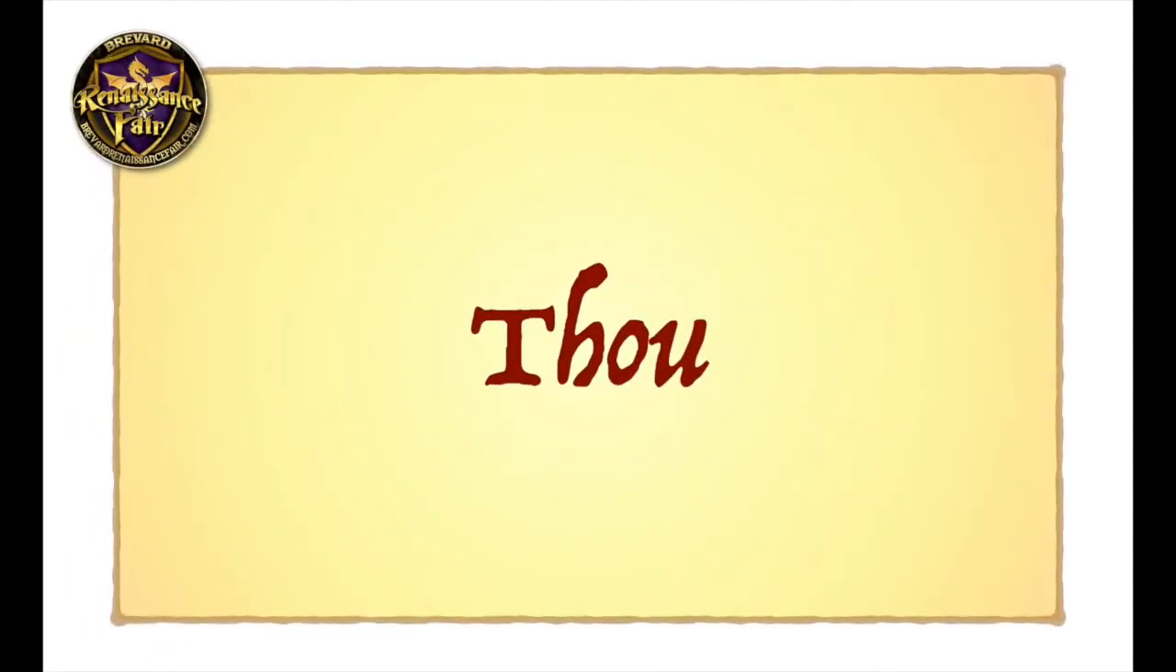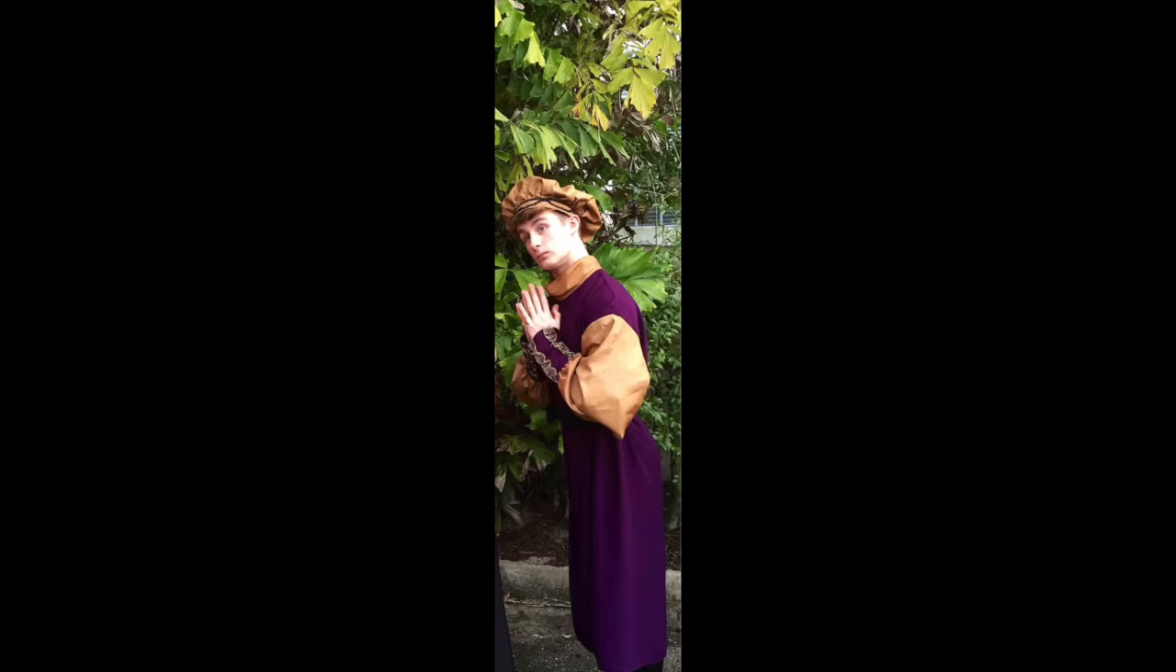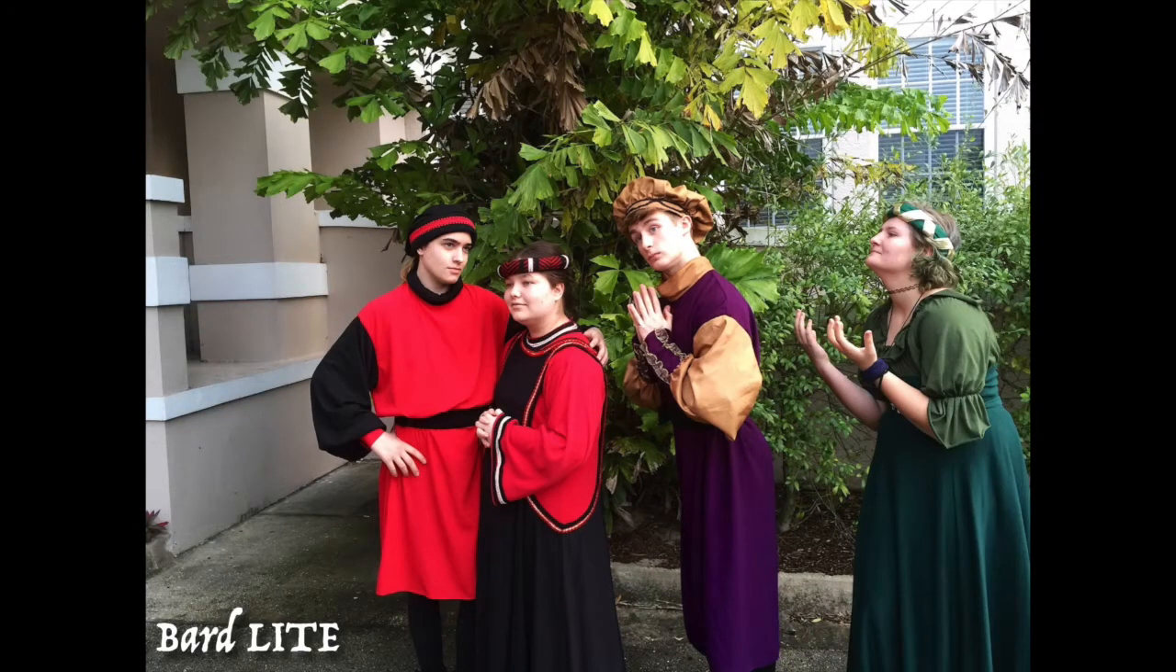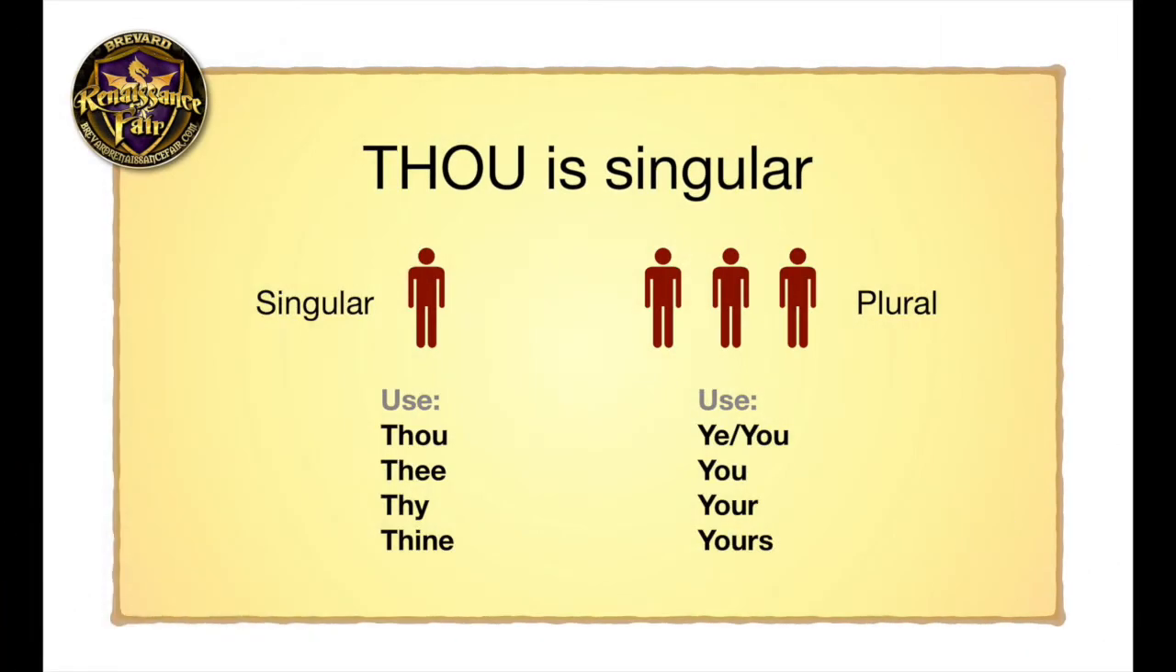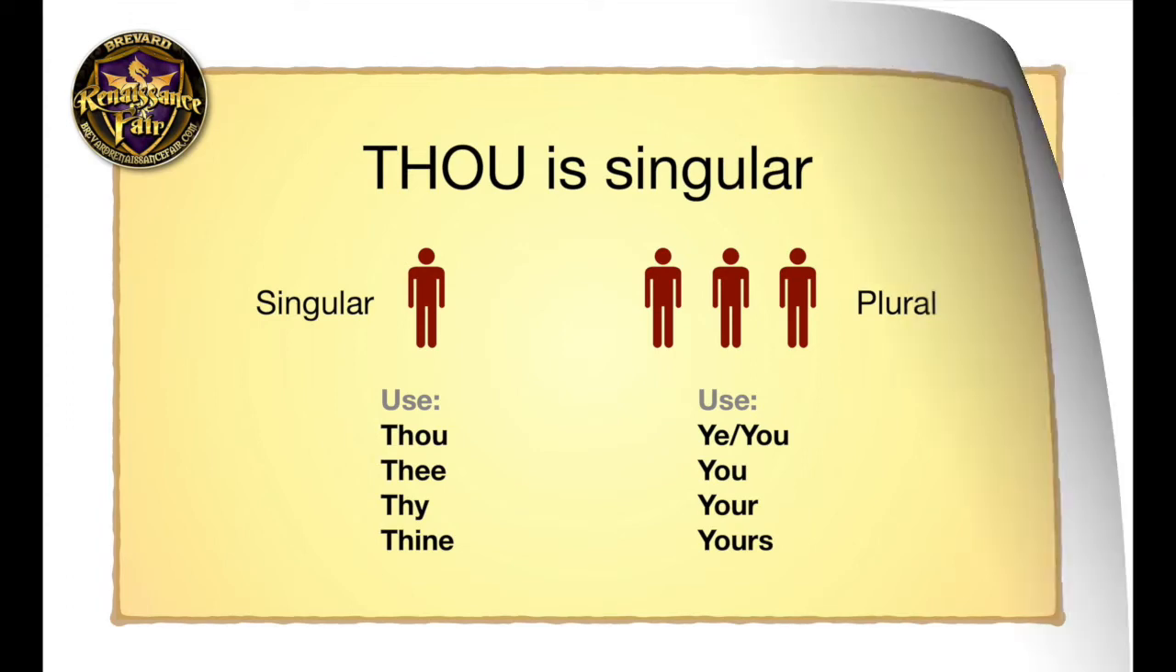Sometime after the Renaissance, English lost its second-person singular conjugation. In other words, its distinction between one familiar you, thou, and many of you, ye or you. Thou is singular. Thou means you, just you by yourself, not several of you together, not a crowd of you, not y'all, just one lonely you. For singular, use thou, thee, thy, thine. For plural, use you or ye, you, your, and yours.